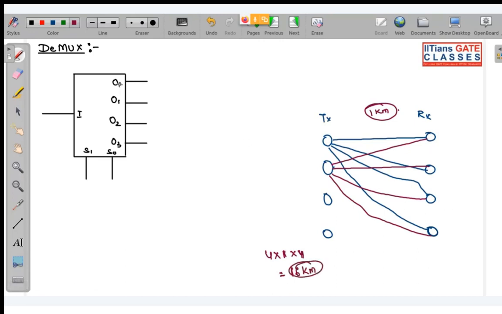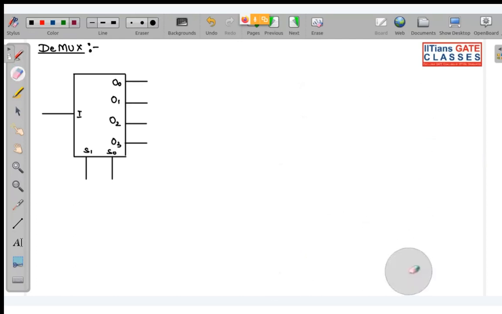But with the help of a demultiplexer, we can reduce this very drastically. Piyush, you have something to say? Yes, here we can use one mux and one demux. So this is the normal way of doing it, where we require 16 kilometers. Now assume I have a pair of a 4 cross 1 mux and a 1 cross 4 demux. So what will happen?